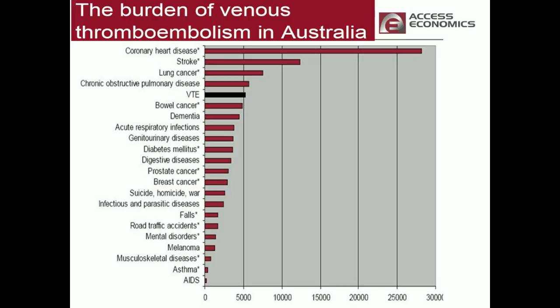Here's where VTE sits as a burden within the Australian community. It's the number 5 leading cause of death. You see that heart disease and stroke and lung cancer and COPD make up the majority of the things that are killing people, and all 4 of those top ones are related to smoking as well. But VTE is largely preventable, not always, but largely preventable. It comes in at number 5.